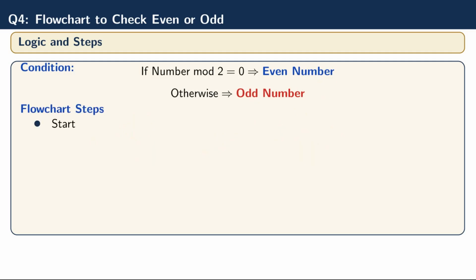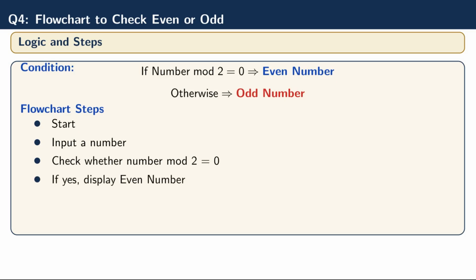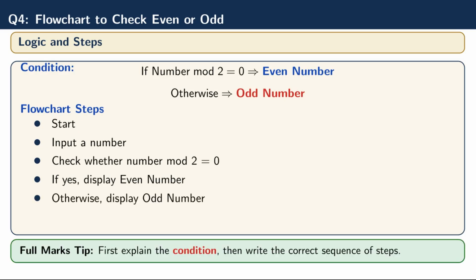Flowchart steps are: you will start with the start symbol, input a number, check whether number mod 2 equal to 0. If yes, then display it's an even number, otherwise display odd number, and after this you will stop. First explain the condition, then write the correct sequence of steps.